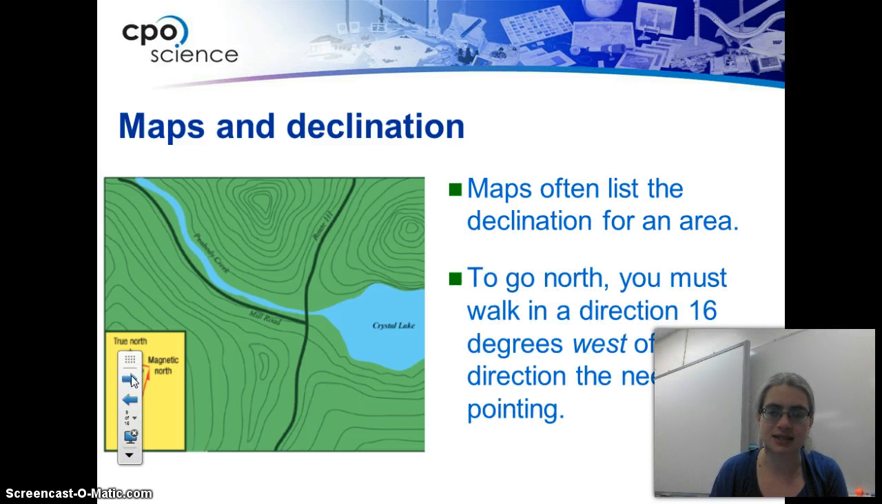Maps often list the declination for an area. On the bottom or on the top or on the side, it'll tell you. To go north, you walk in a direction 16 degrees west of where the compass was pointing. So that's where that adjustment comes in handy.